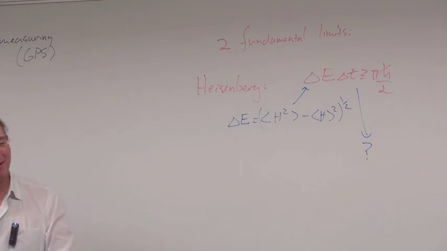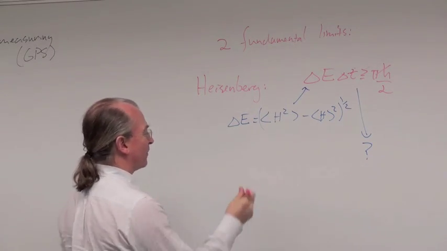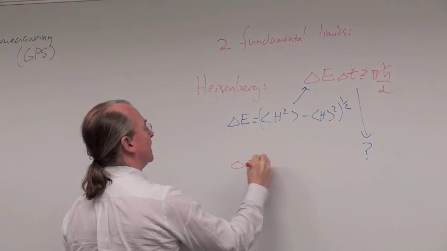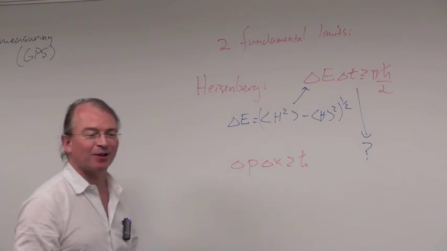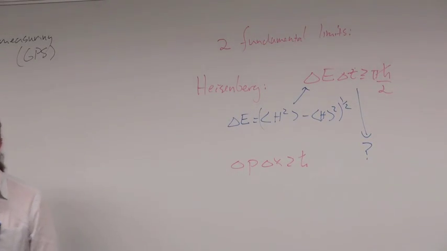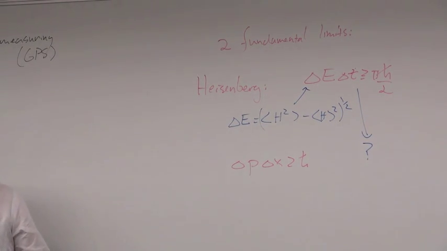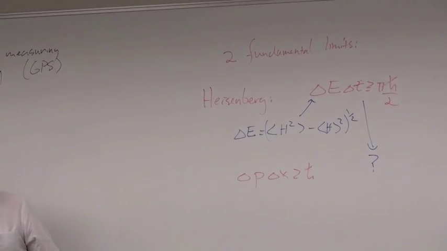My favorite Heisenberg uncertainty principle joke is: the traffic policeman stops Heisenberg and says, "Professor Heisenberg, did you know how fast you were going?" And he says, "No, but I know exactly where I am."